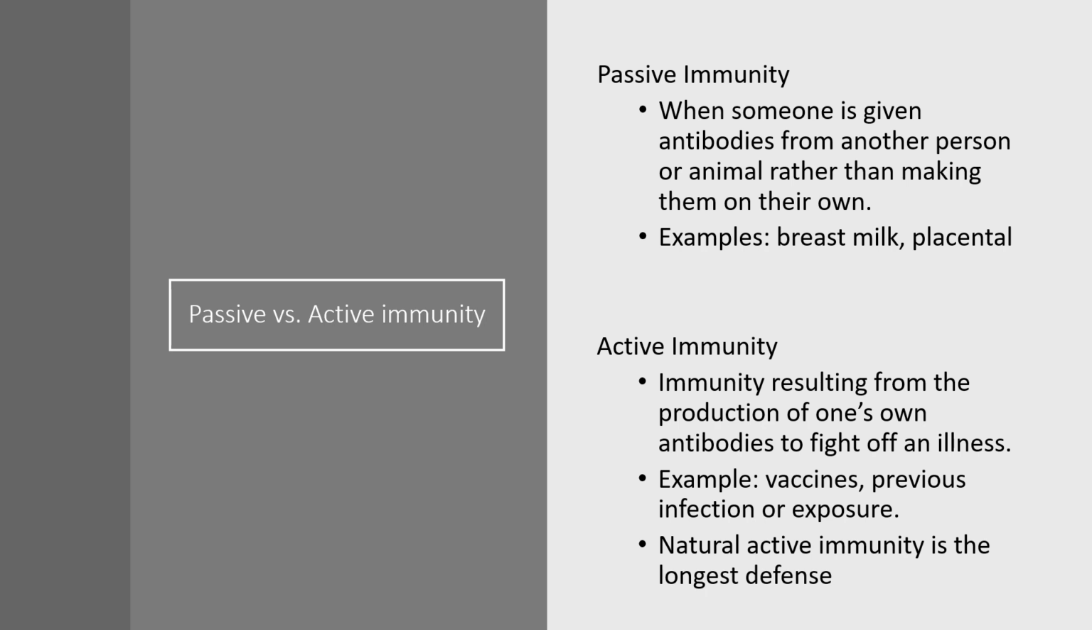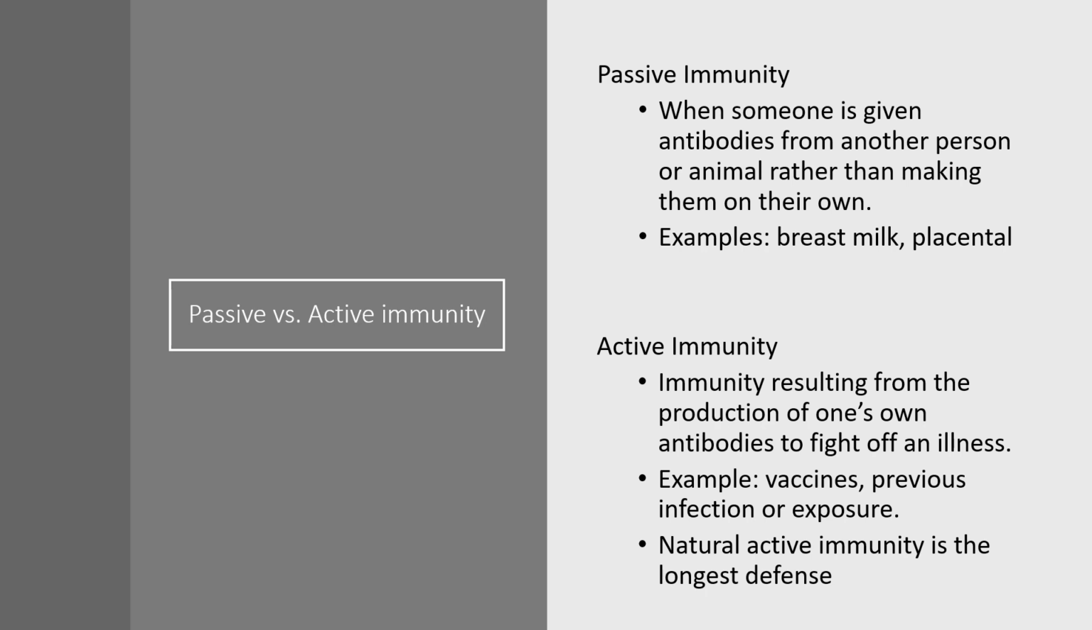So passive versus active immunity. I believe you guys covered this previously, but I did want to do a little overview because you do need to know it. So for passive immunity, this is when someone's given antibodies from another person or an animal rather than making them on their own. So for example, feeding your baby through breast milk is a way to give passive immunity, or the placenta actually passes on antibodies to the fetus, which is providing passive immunity.